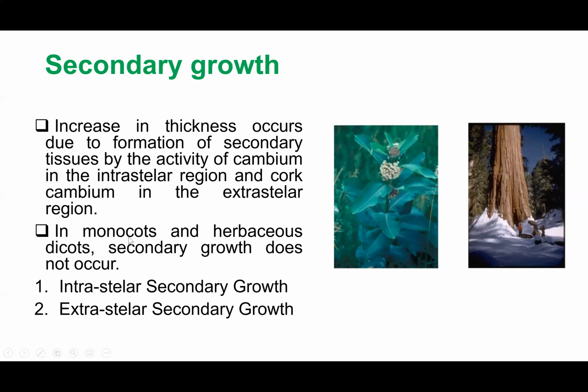So as I just mentioned, in monocotyledonous plants and few of the dicots which are herbaceous in nature, we do not see any secondary growth. So depending on the place where the secondary growth is happening in the plant, secondary growth is divided into two types: intrastellar secondary growth and extrastellar secondary growth. Intrastellar means it is happening within the stele.